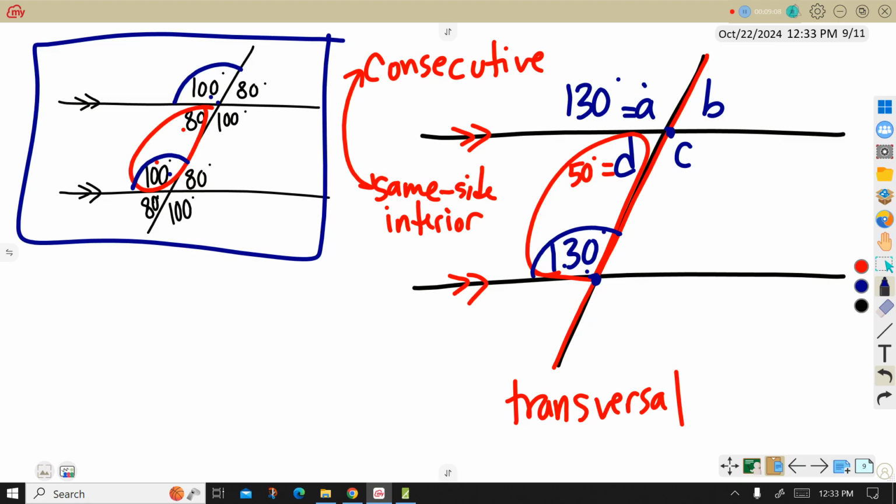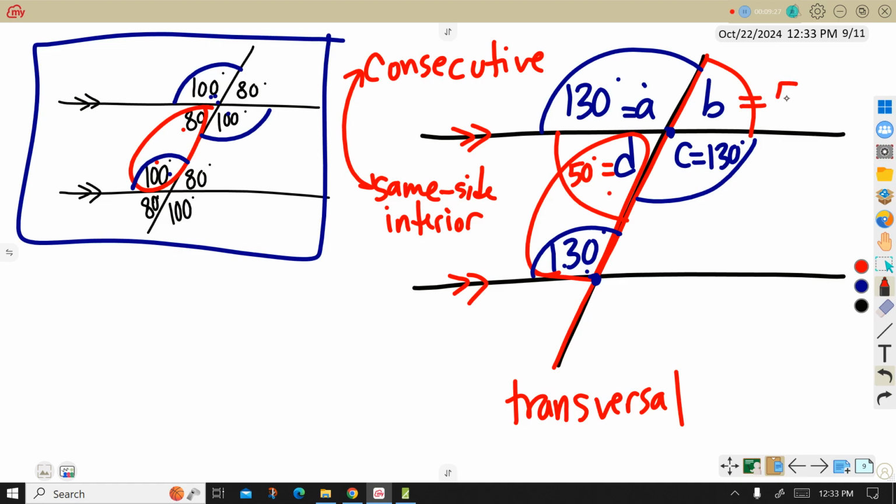Okay? Likewise, we should always see that the vertical angles are true, right? So these two angles opposite each other have to be the same. So that means C should be 130. Okay, and likewise, these angles are also the same, right? So notice that these two have to be the same. So if D is 50, then B also has to be equal to 50. All right, so I hope you guys get my point. B is equal to 50 degrees.